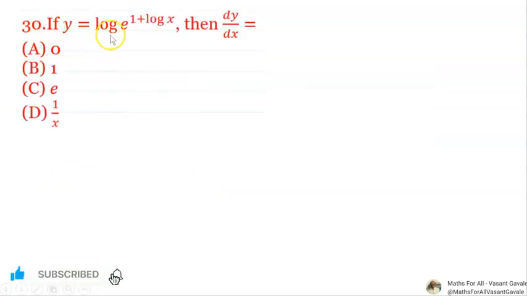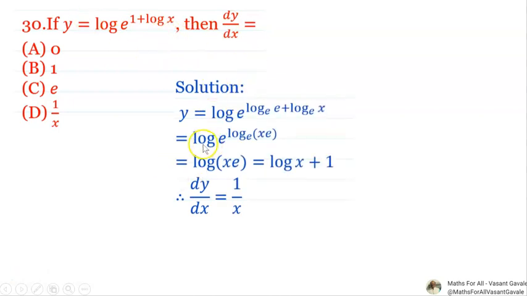If y is equal to log of e raised to 1 plus log x, then find dy by dx. Okay. हे प्रॉब्लेम या प्रकारे सॉल्व करणार आपण. This 1 can be written as log of e to the base e plus log of x to the base e. Now here log of e to the base e plus log of x to the base e या दोघांमध्ये ऍडिशन आहे, म्हणजेच x into e त्या दोघांचं काय होणार प्रॉडक्ट होणार, त्याला बेस किती येणार तर e येणार. Therefore log of e raised to log of x e to the base e, त्याचा आन्सर काय येणार, its answer is log of xe to the base e.